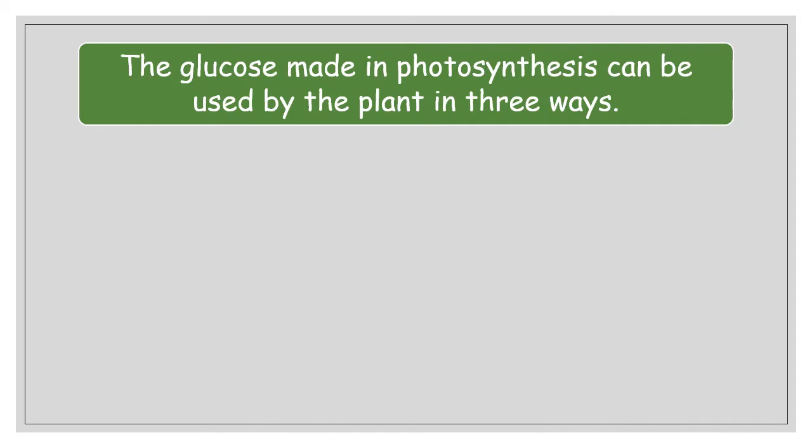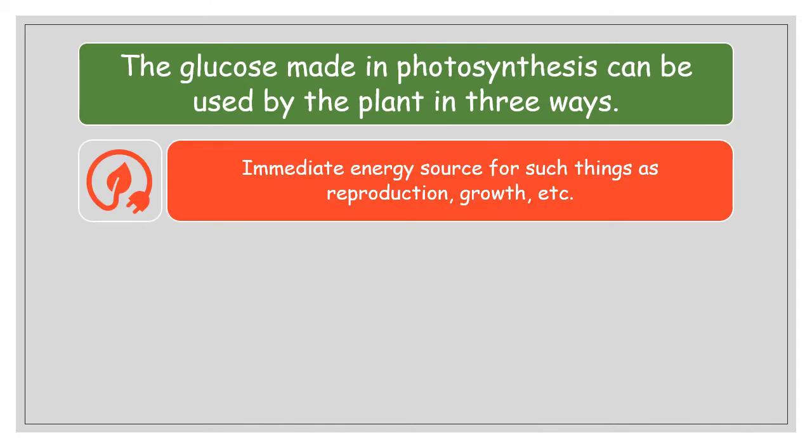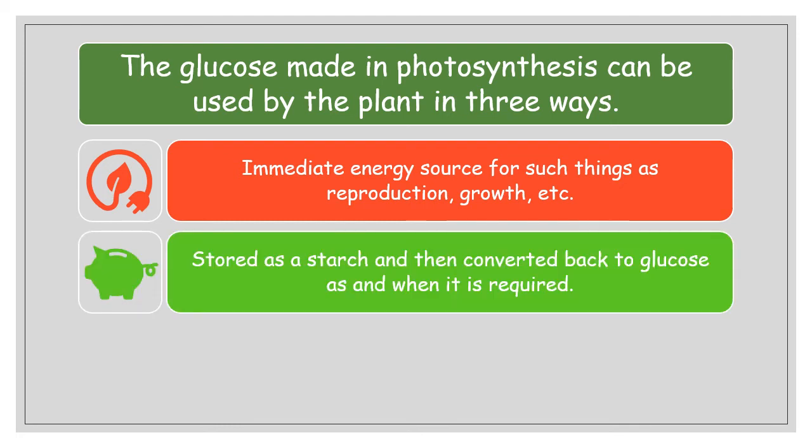Now that the plant has successfully made glucose from photosynthesis, it can use it in 3 different ways. Firstly, as an immediate energy source for things like growth and reproduction, releasing the energy by respiration. It can also store it as starch, so starch being a complex carbohydrate made from glucose. And when it needs glucose, it can convert it back as and when it's required.